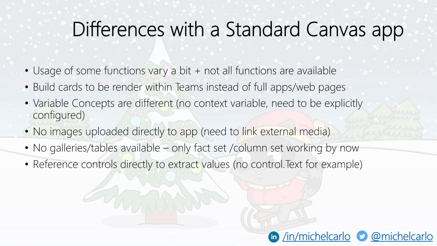You can reference controls directly to extract its values. So for example, in a Canvas app, if you wanted to access the value of a text field, you would be needing to access the control name.text to access the value. But in cards, you simply have to pass the name of the control and it handles the value. It knows what is the value of the control regardless of what control it is.